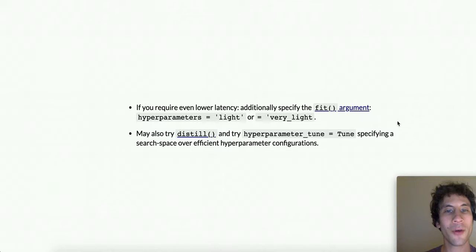If you require even lower latency, we recommend you additionally specify the following fit argument. The hyperparameters argument can not only take a dictionary of hyperparameters, but it can also take some qualitative strings that just say, I would like light models or very light models, where the very light models will be extremely small, and the light models will be fairly small, at least smaller than the default hyperparameter settings. And additionally, we encourage you to try using distill and hyperparameter tuning, where you might specify a search space over just hyperparameter configurations that you know are pretty efficient.